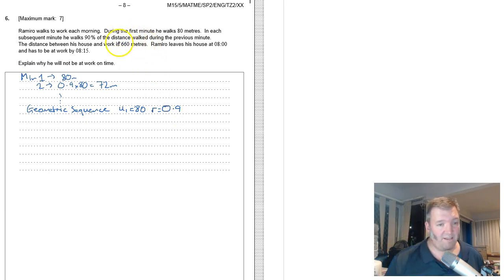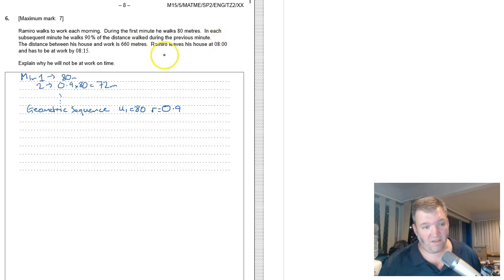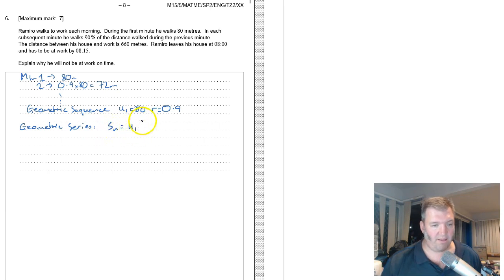You want to just find how many minutes will it take for him to make 660 meters. Or you could just say, he's got 15 minutes, how far does he get? Either way, we are going to deal with the geometric series, or the sum of the sequence, aren't we? The sum of the first n terms. What is it? It's U1 times r to the n minus 1, but I'm going to use the other form, aren't I?